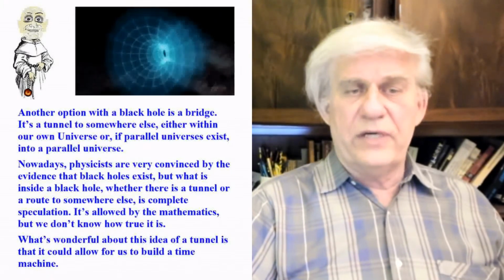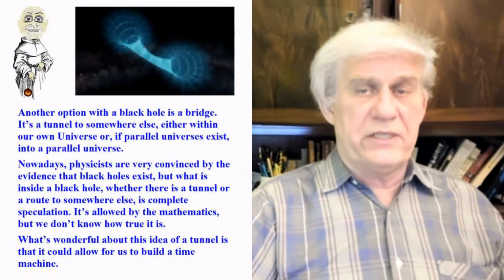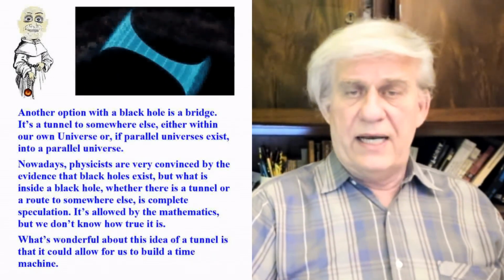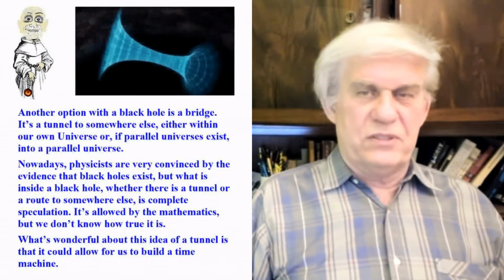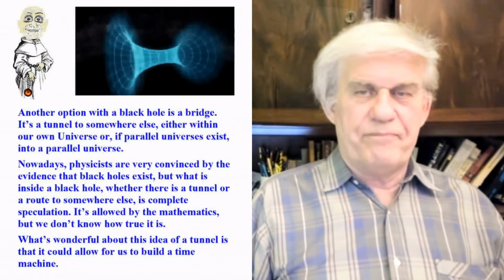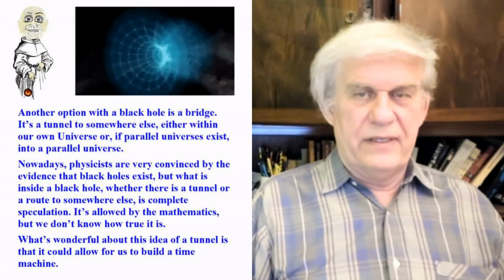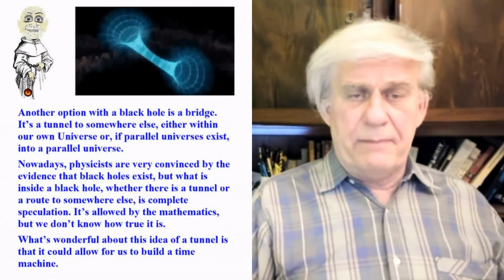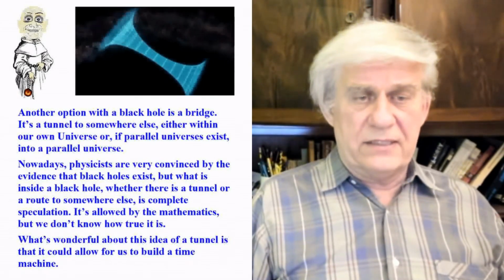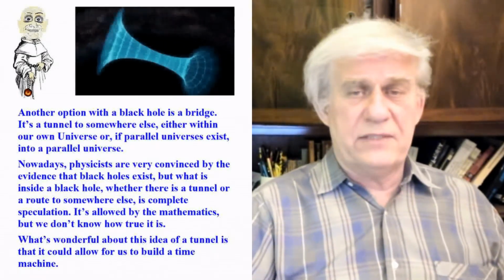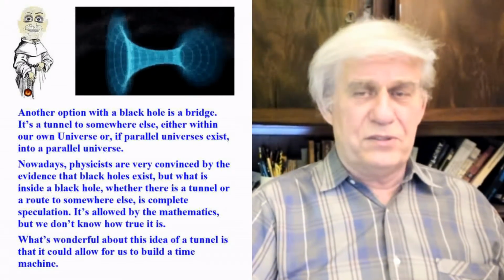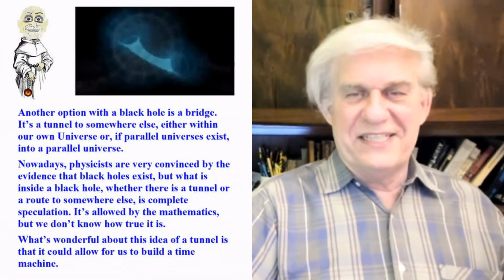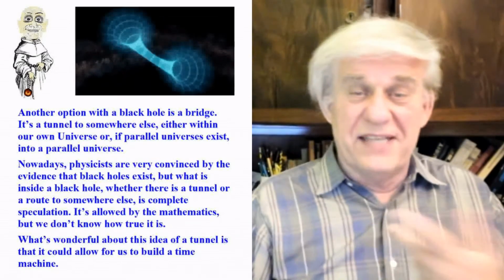Whether there is a tunnel or a route to somewhere else is complete speculation. No, it's not speculation. Absolutely nonsense. That's what it is, not speculation. There can't be a tunnel, a one-dimensional tunnel, because the black hole is a zero-dimensional nothing. All matter has been crushed out of existence, as we showed a couple weeks ago. Okay, it's allowed by the mathematics, perhaps, but not by rational science. Okay, but we don't know how true it is. No, it's not true at all. If Mother Nature holds the truth, she frowns upon black holes. For sure, she doesn't like them. She doesn't like to deal with nothing. She can't handle the nothingness of black holes.